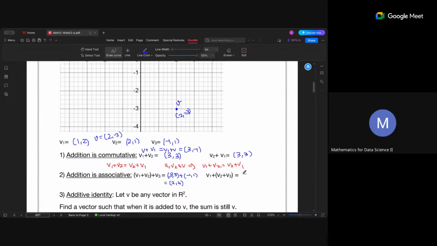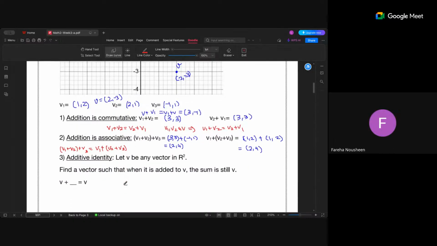Now we will have v1 as it is, so v1 is 1 comma 2, and we first add v2 plus v3. What is v2 plus v3? 1 comma 2. So you see now it is again 2 comma 4. So either way, you see that it is associative. So v1 plus v2 plus v3 is the same as v1 plus v2 plus v3, grouped differently. Clear?